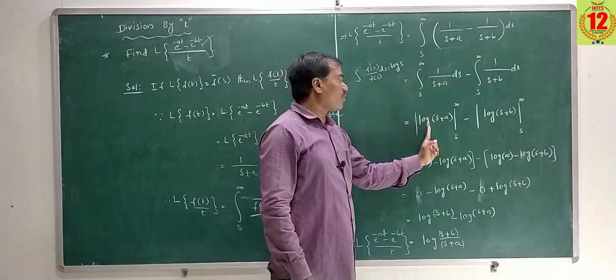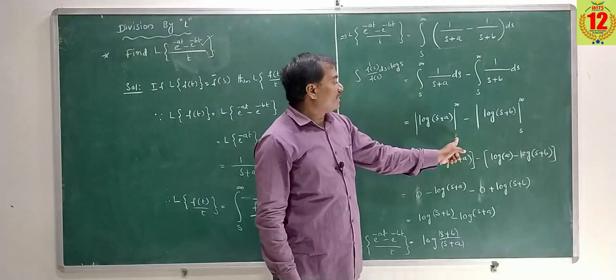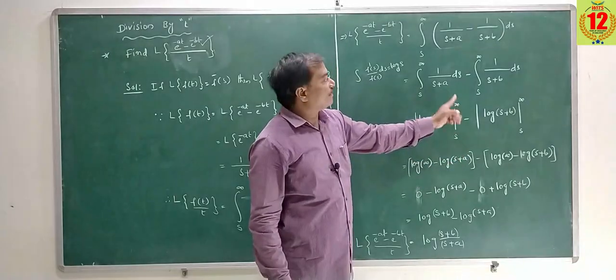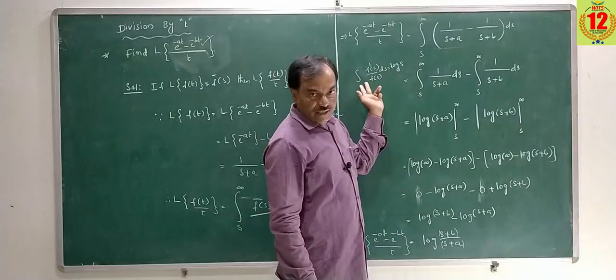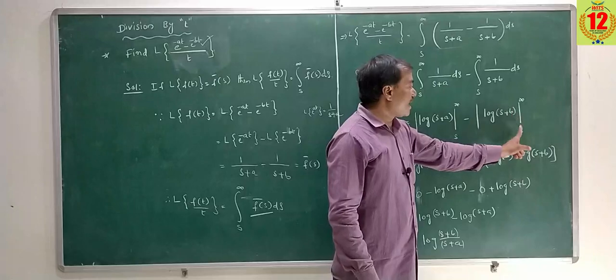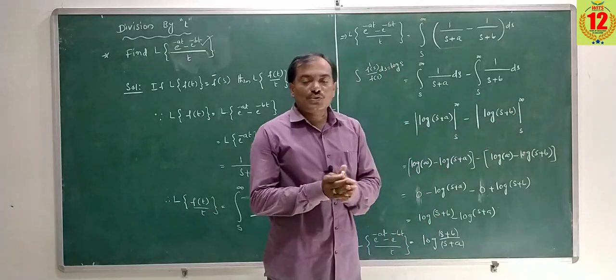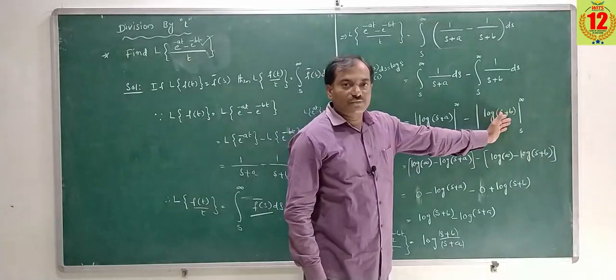So that's why here we write log s plus a, and we write the limits s to infinity. Similarly, this is also in this form: integral f bar of s by f of s ds. This is equal to log s plus b, and these are the limits. Now we have to substitute the upper limit and lower limit of the first function and the second function.